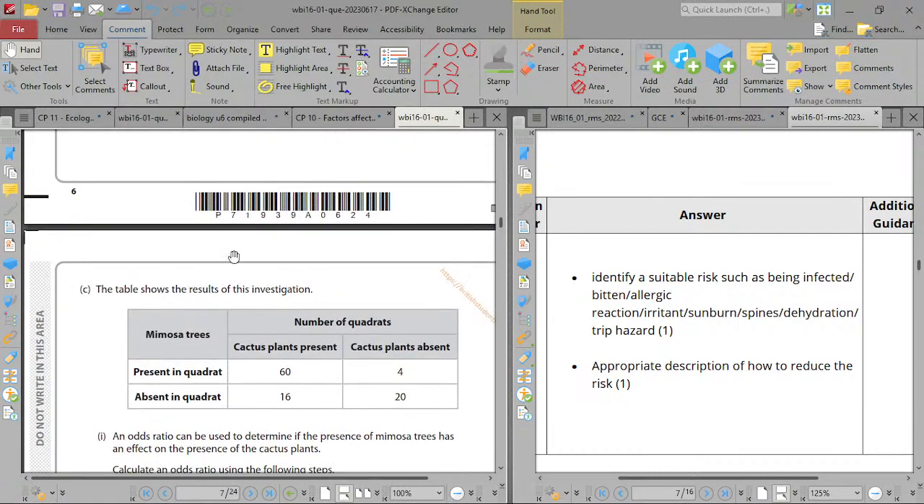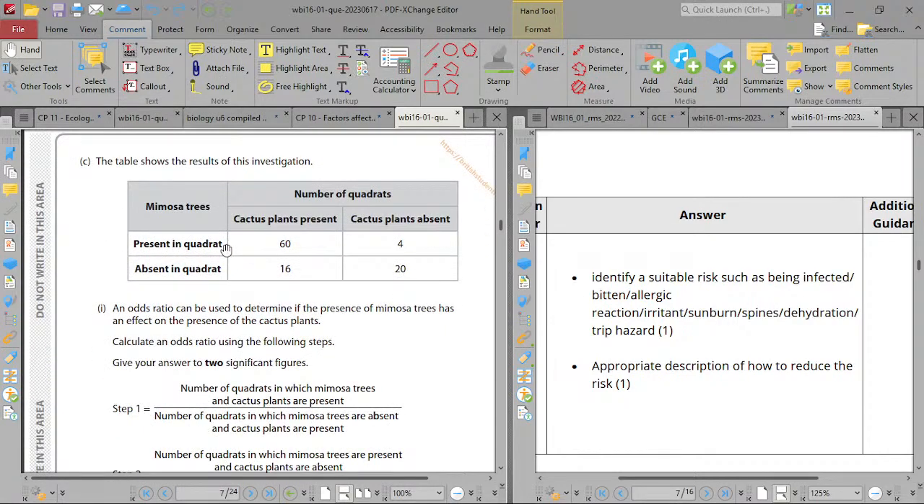So we can see the results. Out of 100, you can see that 60 were present. Mimosa being present and cactus being present. So over here, if mimosa were present, 60 were present of cactus, 4 were absent. If mimosa was absent, you have 16 being present of cactus and 20 being absent. So you can see the highest is over here and over here.